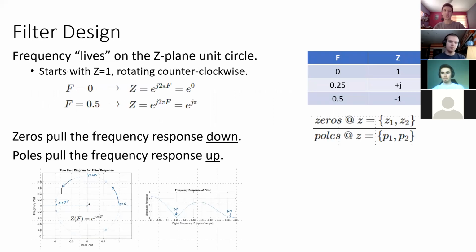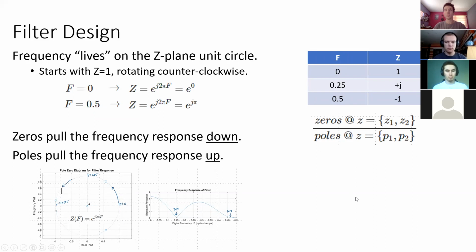Starting with filter design, frequency lives on this Z-plane unit circle. It starts with z equals 1, which comes from the fact that at f equals 0, you have z equals e to the j2πf. So that starts over here. Then at 0.5, it evaluates to -1, and it rotates around. After it rotates to here, you start repeating yourself, and eventually you get back to where you started.